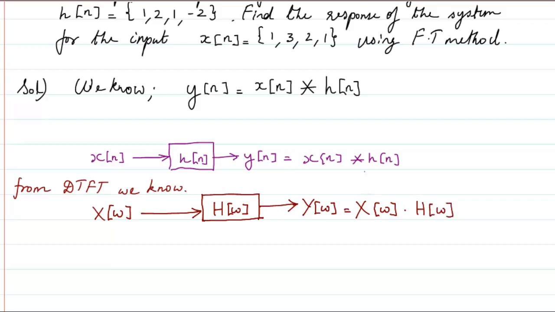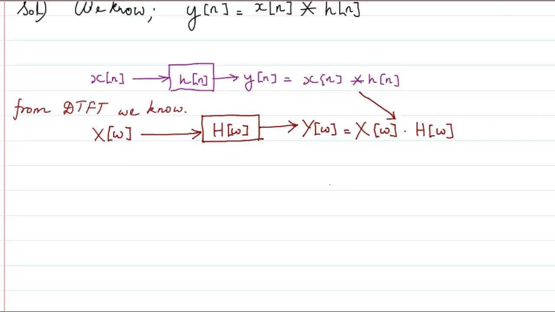So this conversion, convolution in the time domain getting converted to multiplication in the frequency domain, actually helps us find the value of either Y of omega or any of the unknowns. That means if I look at this equation, I can automatically say that H of omega is going to be equal to Y of omega divided by X of omega.